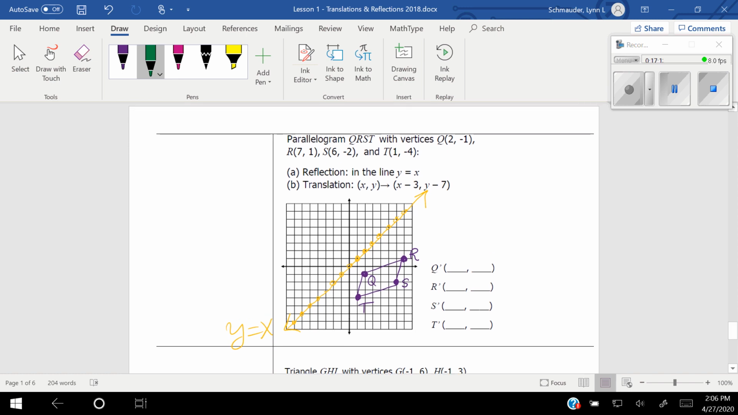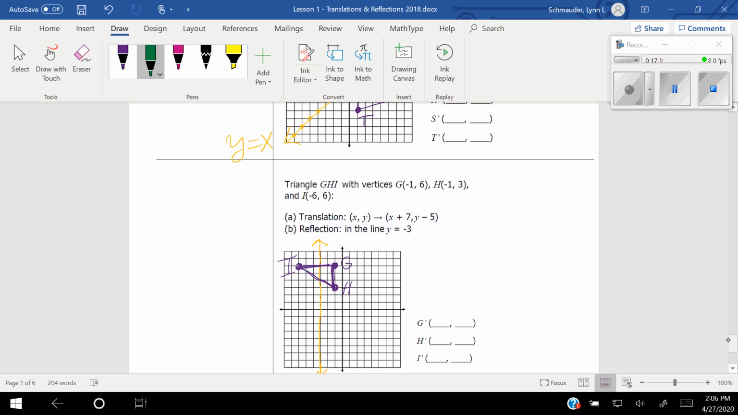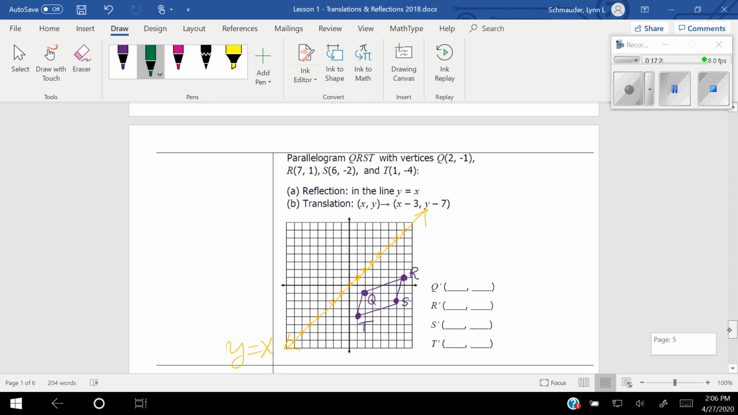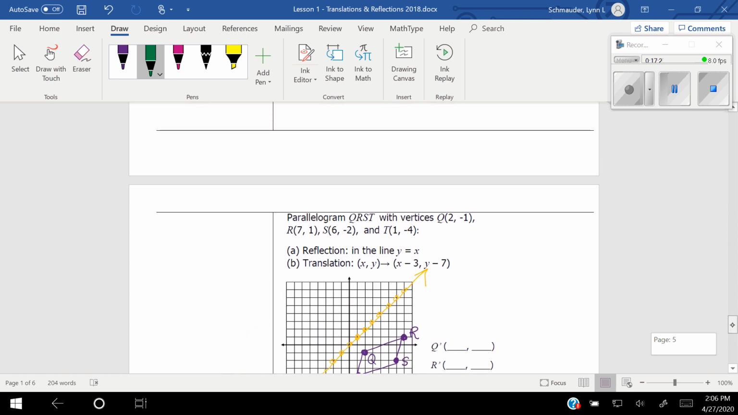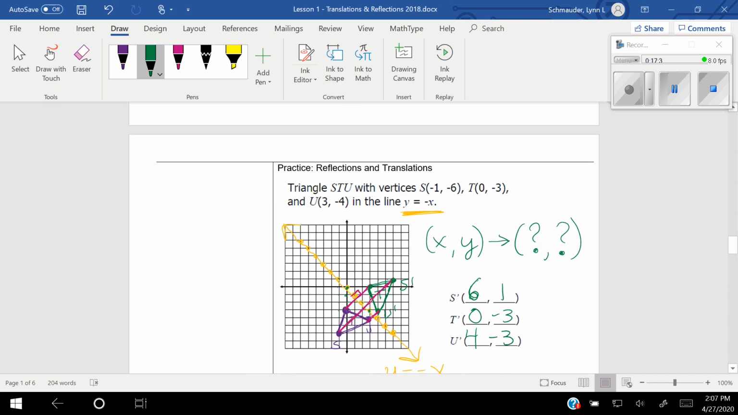All right. I want you to give these a try on your own. You got to do a composition of transformations. I believe you can do it. I'm going to let you pause here and do that, and then come back and I'll have all these answers up for you that I promised.